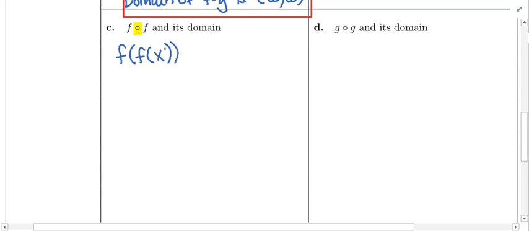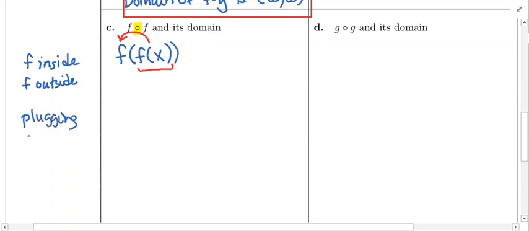Here the inside function and the outside function are both f. So f is the inside function and it's also the outside function. If we look on the inside, we've got the f of x. We're plugging f into f. And it's totally possible to plug a function into itself.